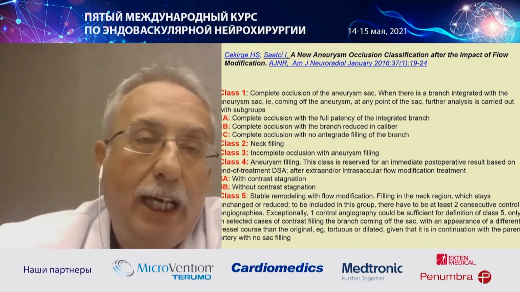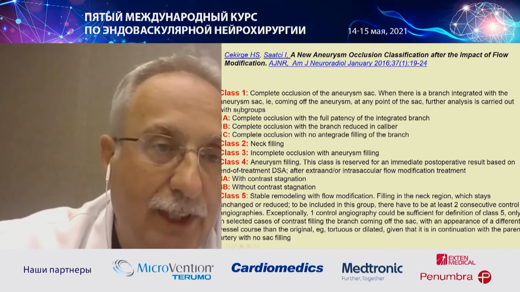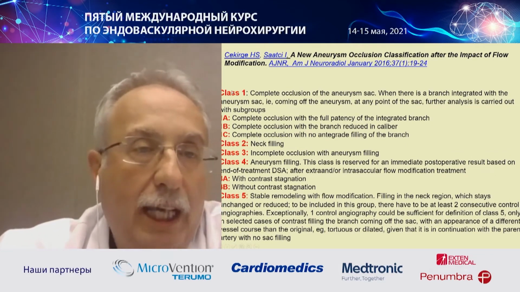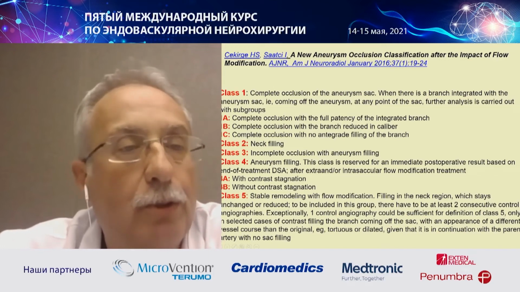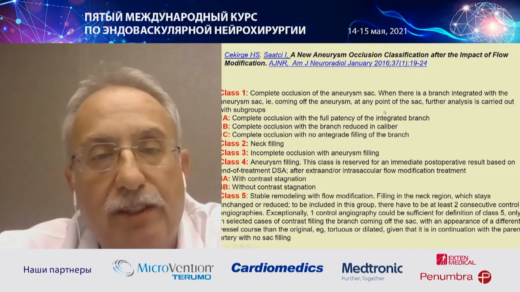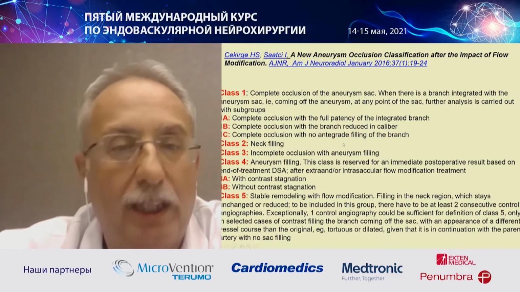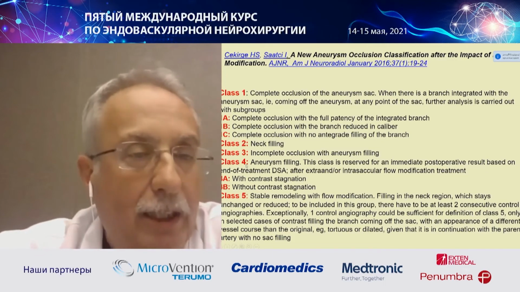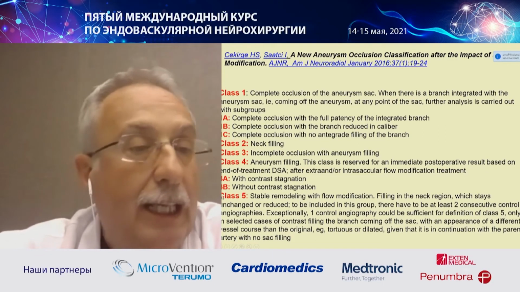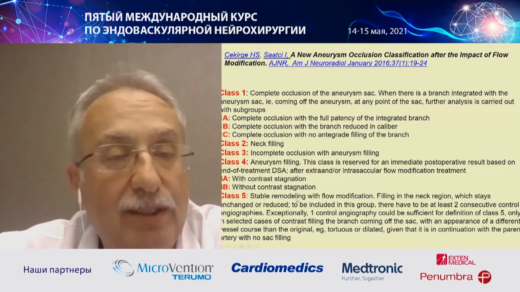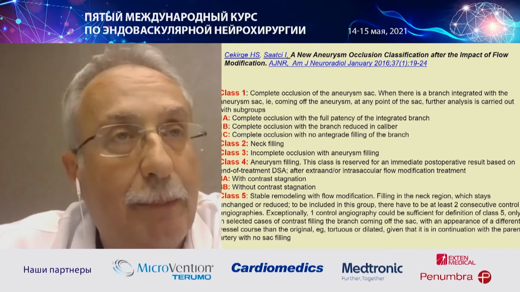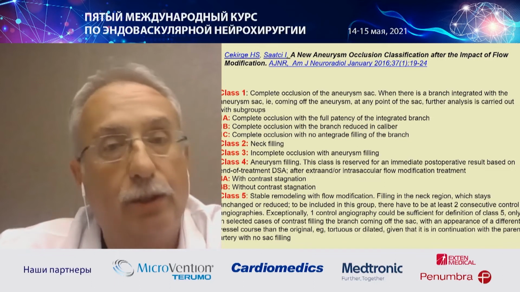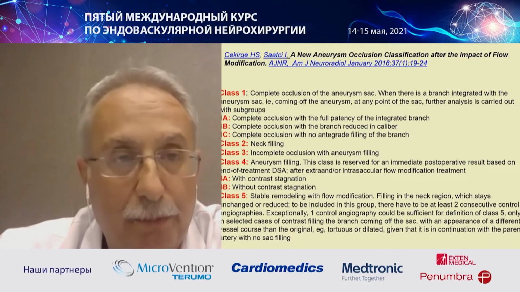So basically we have the same Raymond-Roy classification, we just updated it according to the new need. We have class 1, complete occlusion, in 3 groups depending on the vessel's patency: full patency, reduced caliber, or asymptomatic occlusion. Class 2 is the same, class 3 is the same, class 4 is just for postoperative stagnation, and class 5 is important. We call it stable flow remodeling at the base of the aneurysm, which we should no longer call an aneurysm remnant or treatment failure. So this is very important.